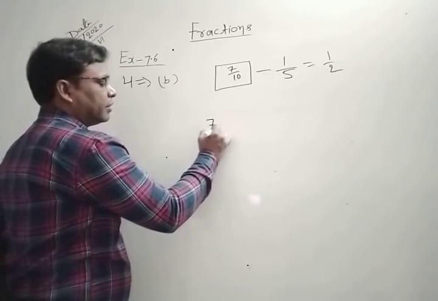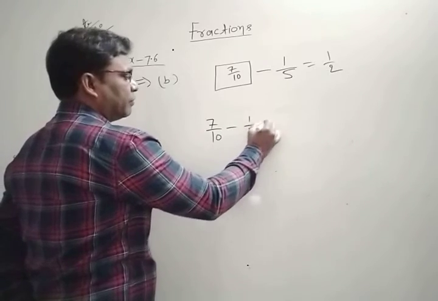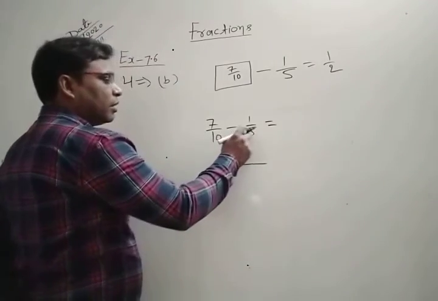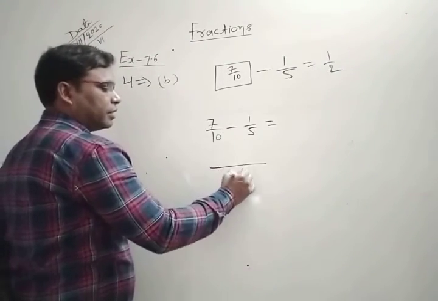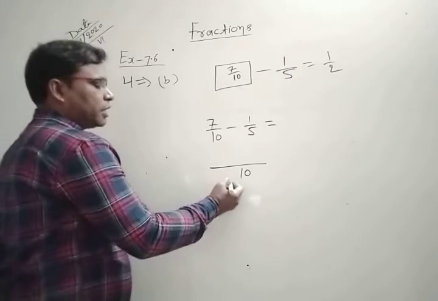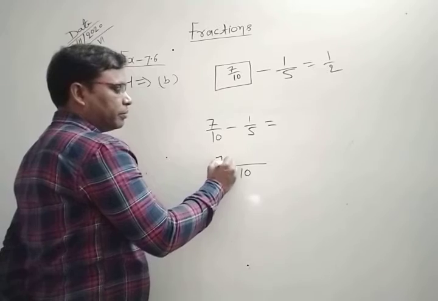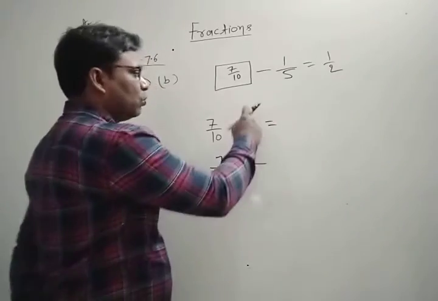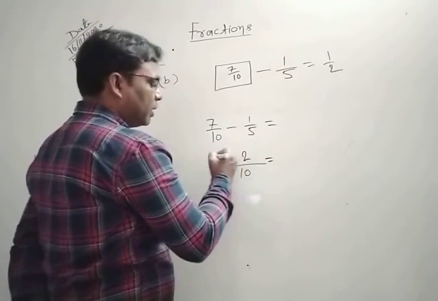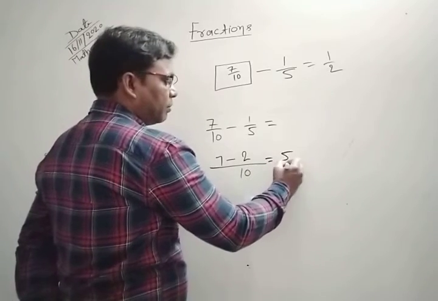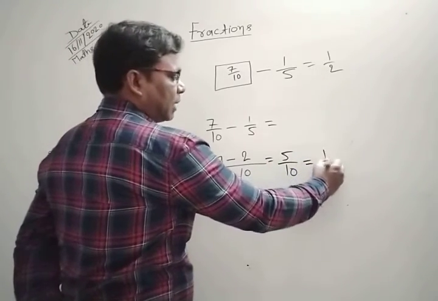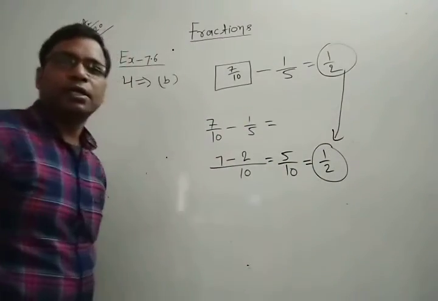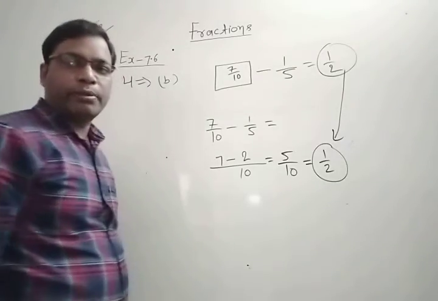7 by 10 minus 1 by 5. This is equal to what? Subtraction. The LCM of 10 and 5 is 10 because 10 is a multiple of 5. So 10 ones are 10. 7 into 1 is 7, minus 5 twos are 10. If you divide 10 by 5, you obtain 2. 2 into 1 is 2. So 7 minus 2 is 5 by 10. Again you can write 5 ones are 5, 5 twos are 10. So you can see the left hand side and this part are both the same. So your answer 7 by 10 is right.